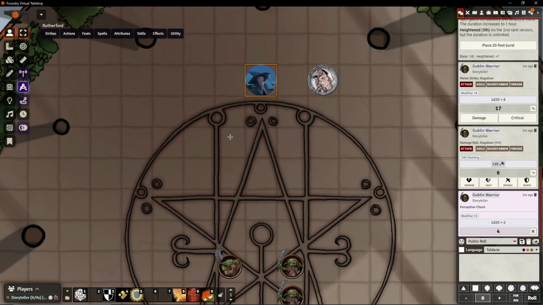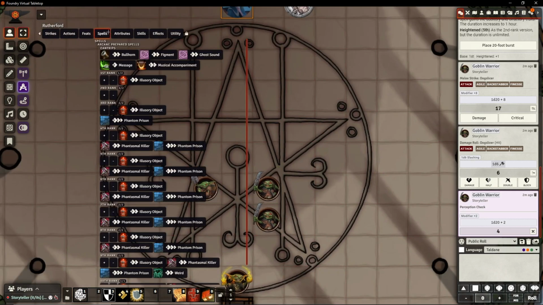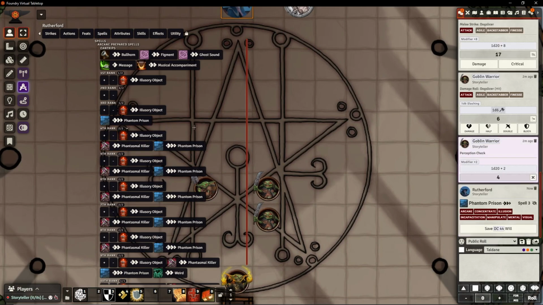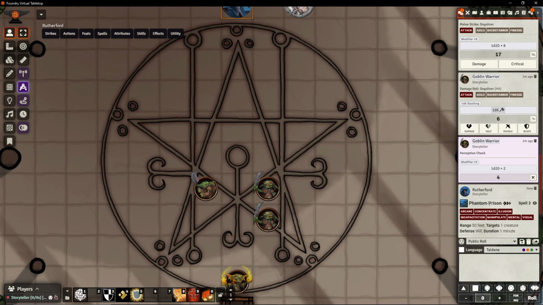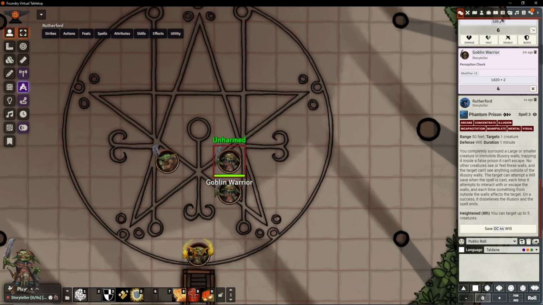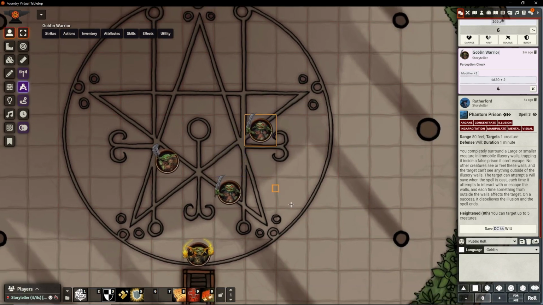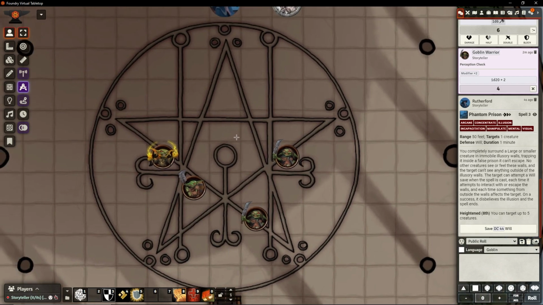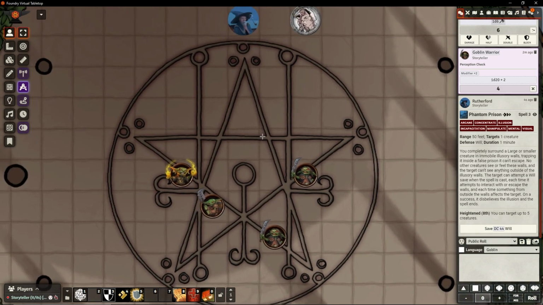I want to cover illusory object, because I've seen some discussion recently about Phantom Prison and how it is very similar to caging creatures in an illusory object in some ways, and I want to disband that myth. Phantom Prison is a 3-action mental illusion with the incapacitation trait.